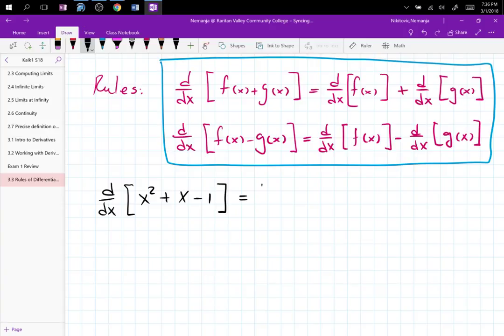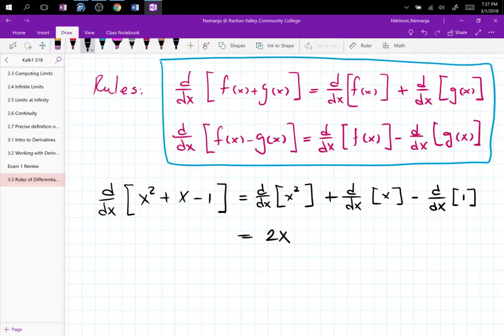So again, you will not be writing these steps in the future, but right now to learn, it's good to write them. So individual derivatives for each one of the terms, keeping the signs in between. So what do I have? I have 2x plus 1 minus 0. So it's 2x plus 1. The derivative is 2x plus 1. Again, you don't like these rules? Go ahead, have fun with the limit.